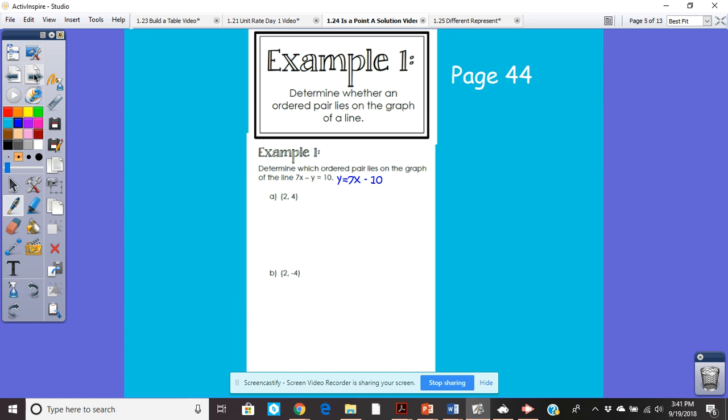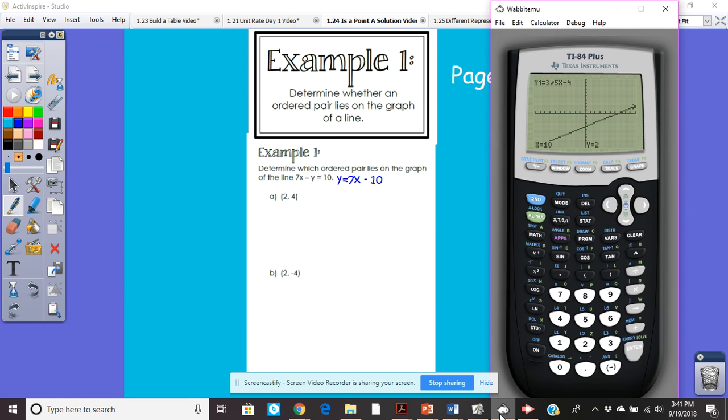Now we're going to go back to the two examples that were left on yesterday's foldable. And so it says, determine which ordered pair lies on the graph y equals 7x minus 10. So again, you can just enter this equation. So 7x minus 10. And I'm going to trace the line.